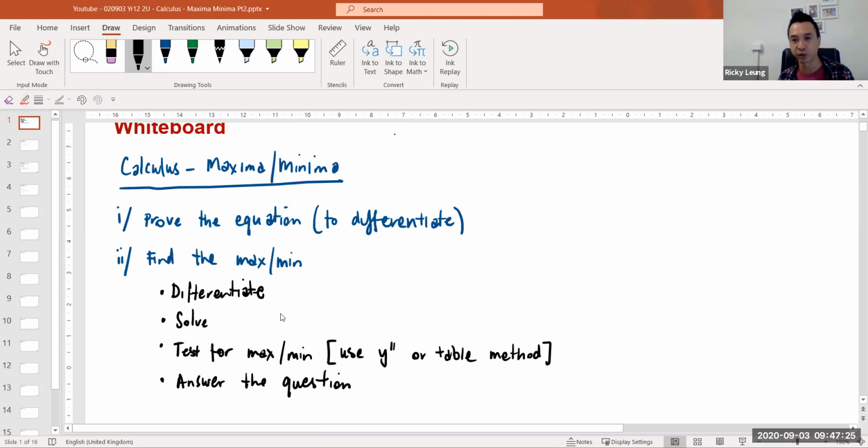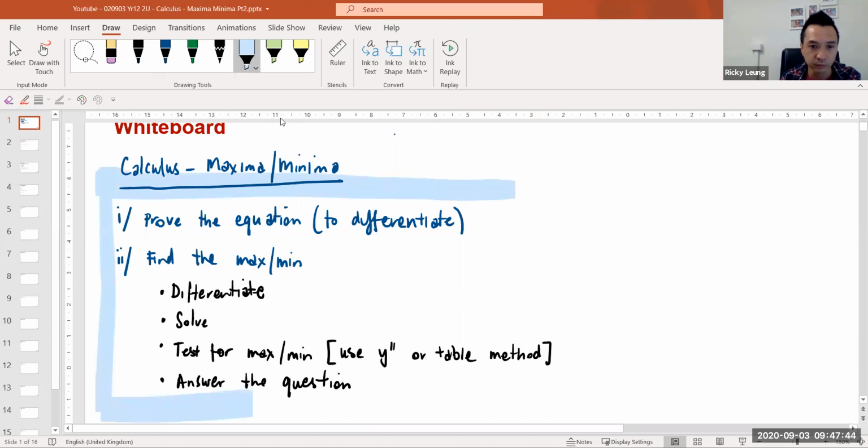If the question is asking you to find the value of x, that's what you do. Or sometimes they might ask you to find the area that is maximum or the volume that is minimum, then you use your x or your radius to answer that question. So guys, that is the framework as I set up last week. Let's now apply this framework to, once again, a few past paper questions that I've prepared.